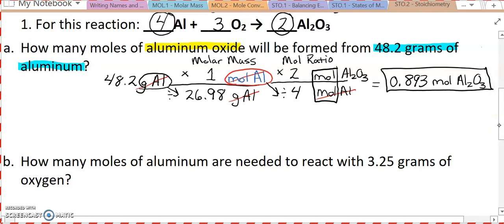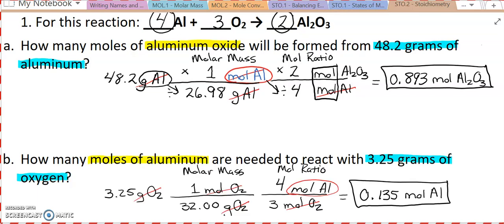Number 2 in part B of this equation looks exactly the same. So take a second, pause the video, and see what you can do with part B of this equation. So how did you do?